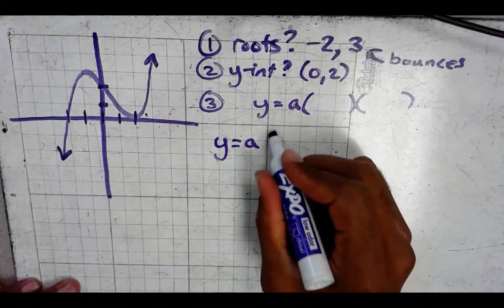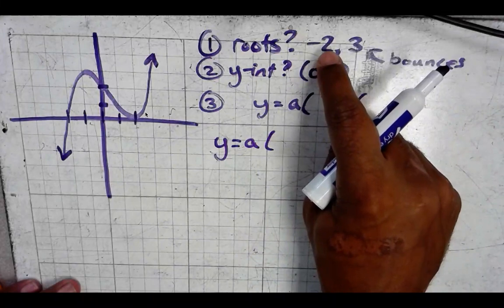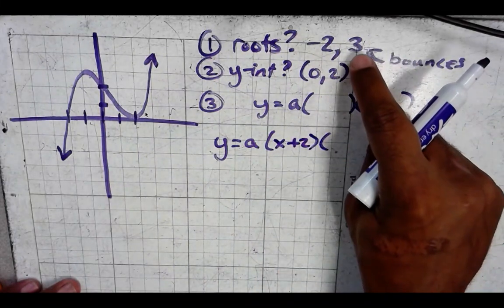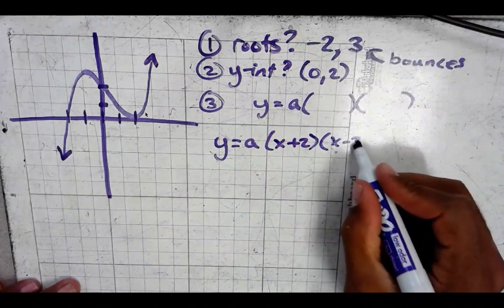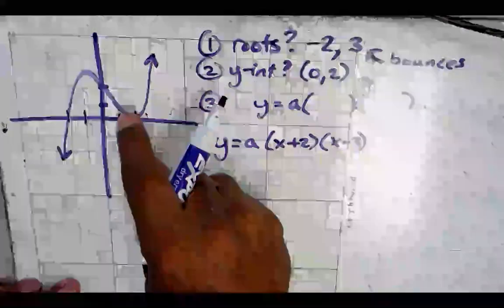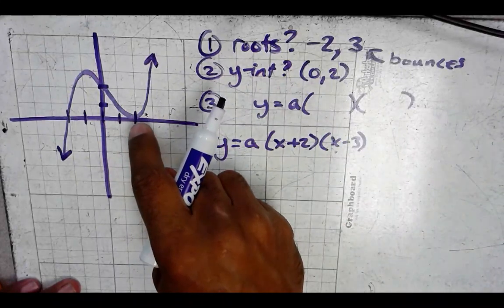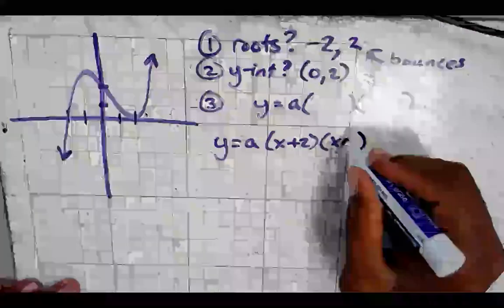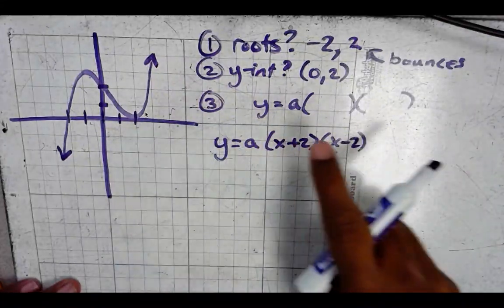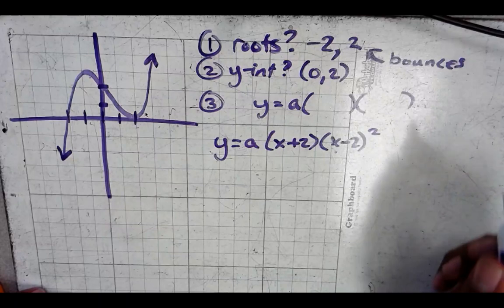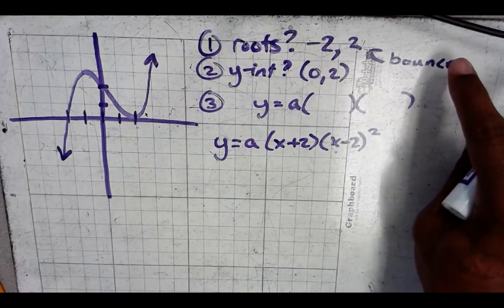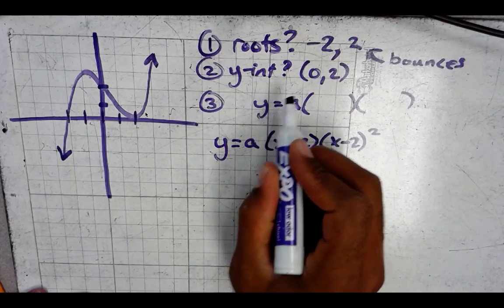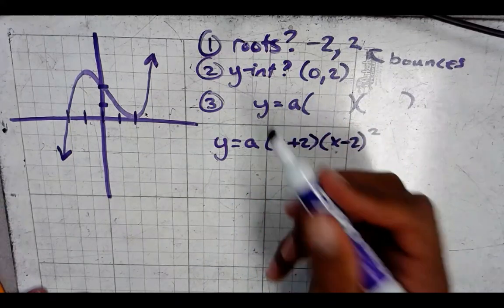So we got y equals a times, remember, if it's -2 for the root, I put x plus 2. And it's plus 3, so I put x minus 3. But because it's a double root and it bounces at that point, oh, I'm sorry, that's actually +2, not 3. Just realized that. So it bounces at +2, so I'm going to put squared. All right, so that square accounts for the bounce. Now we've got to solve and look for that a value. So I'm going to plug in that y-intercept or whatever point I have.